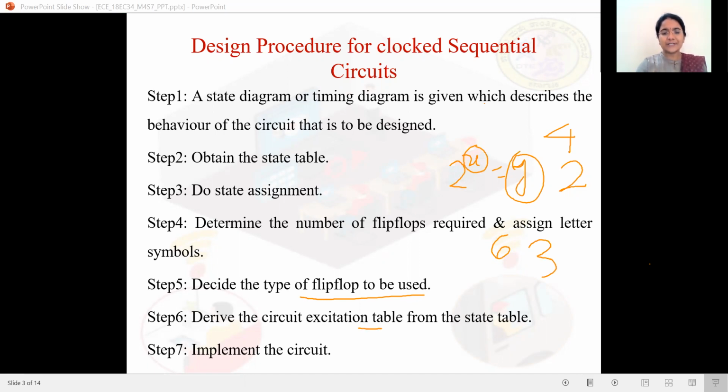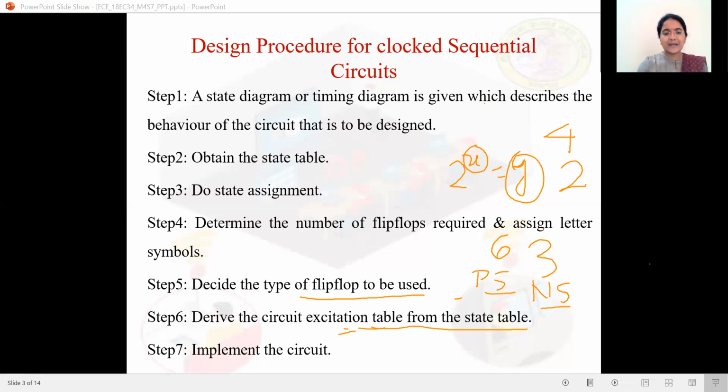Derive the circuit excitation table from the state table. From the state table, we will have present state and next state. And by having the present state and next state, we know the excitation table for each of the flip-flops. Depending on the flip-flops that we have to use for designing the circuit, we have to consider the excitation table of that flip-flop, and then we have to write the excitation inputs of the particular flip-flop. In detail, we'll study in the next slide.